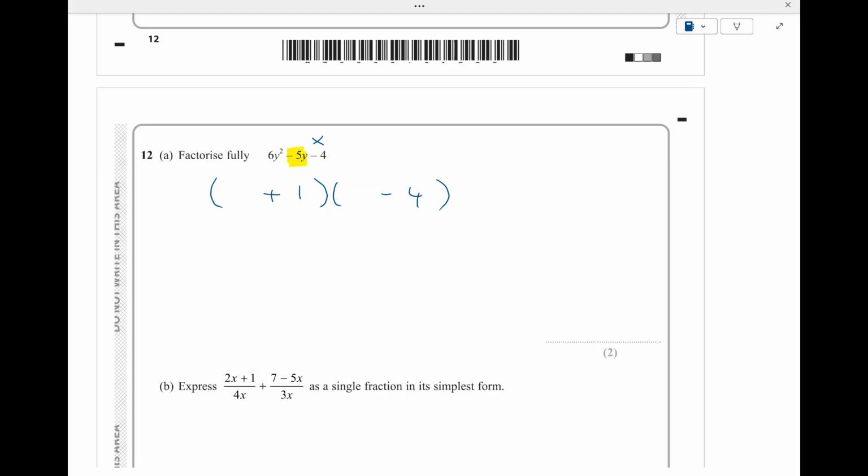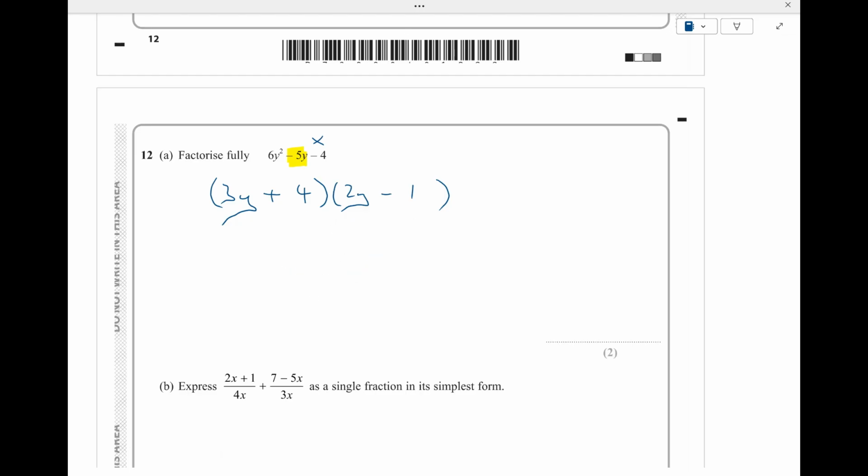Let's have a look. So can I do 6y and 1y? No, 6 and 1 I can't. So I'm going to try 3 and 2. So I'm going to try 3y here and 2y here. Now if I do 1 and 4 or 2 and 2, it's not going to work. What about if I do 4 and 1? That's going to work. Look, 4 and 1, because then I'm going to get 8 and minus 3.